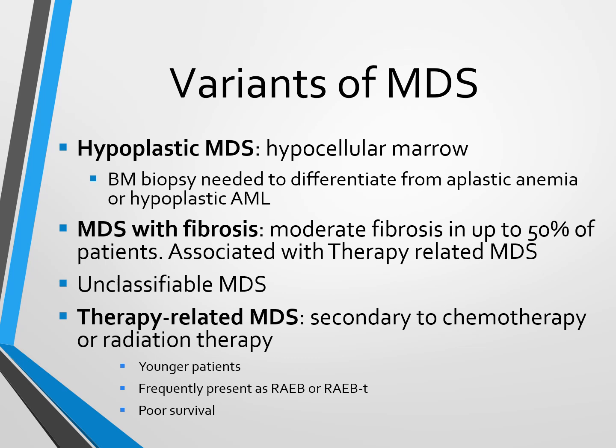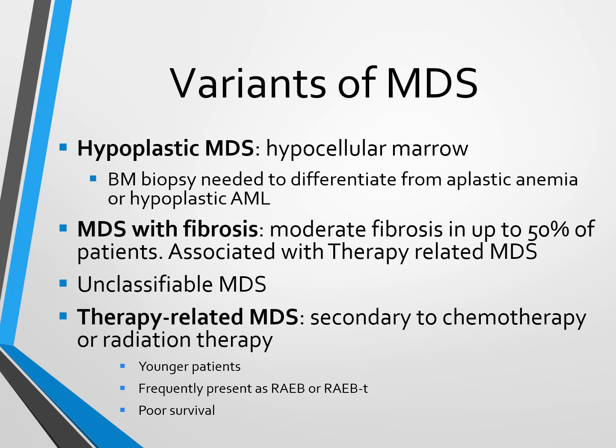So we talked about a few variants of MDS before. I think one of them was our juvenile, our JMML. But in addition to that, we're also going to see maybe some hypoplastic myelodysplastic syndromes. This is where, rather than having a hypercellular bone marrow, we're going to have hypocellular bone marrow. The bone marrow biopsy is needed to differentiate from aplastic anemia or hypoplastic AML.